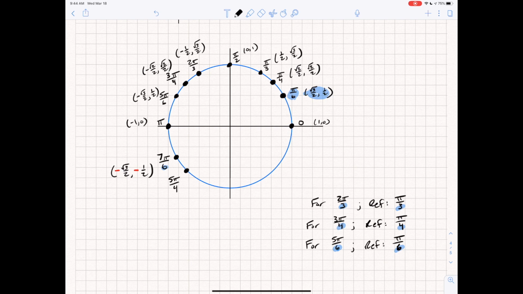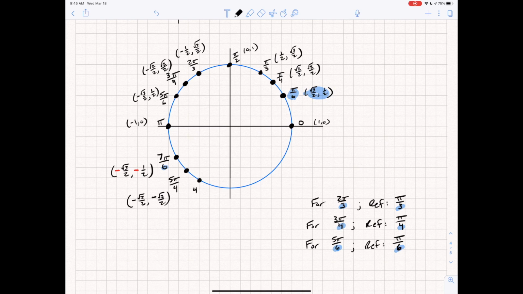And its ordered pair would be negative root 2 over 2, comma, negative root 2 over 2. Both coordinates are negative because I'm in quadrant 3, and both coordinates are root 2 over 2 because my reference is pi over 4. And so I'm going to list the same coordinate as pi over 4, just with the sign change.